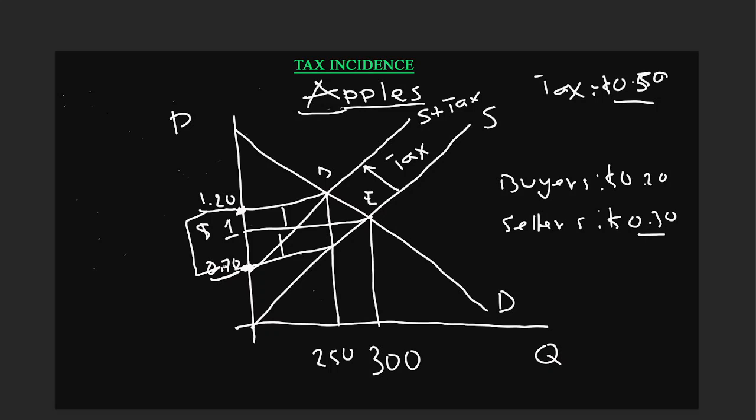Now if you want to know the total revenue that is made from this tax, that will be the tax amount, which is 50 cents, times the quantity sold at the new equilibrium, which is 250. So this will be 125. That will be your tax revenue. It's 125. So this is how you determine tax incidence.